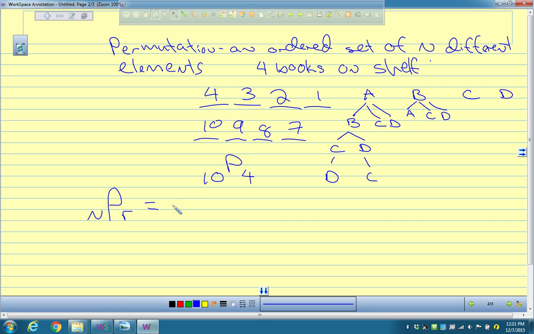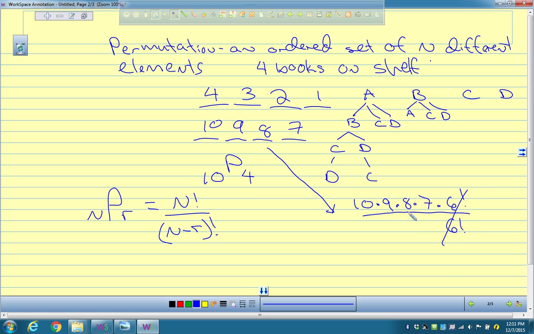And a permutation nPr equals n factorial over n minus r factorial. That's how you compute a permutation. So for this one up here, it's 10 times 9 times 8 times 7 times 6 factorial, divided by n minus r factorial. What's 10 minus 4? 6 factorial. And you end up getting this same thing. So using the formula, you get this, and using just the counting principle, you would get this.